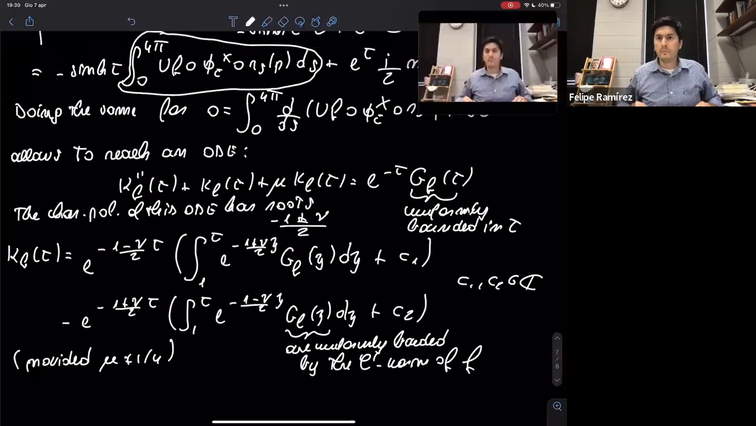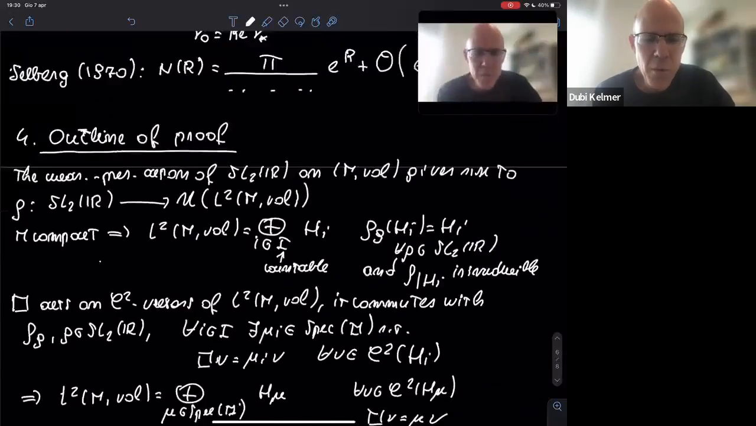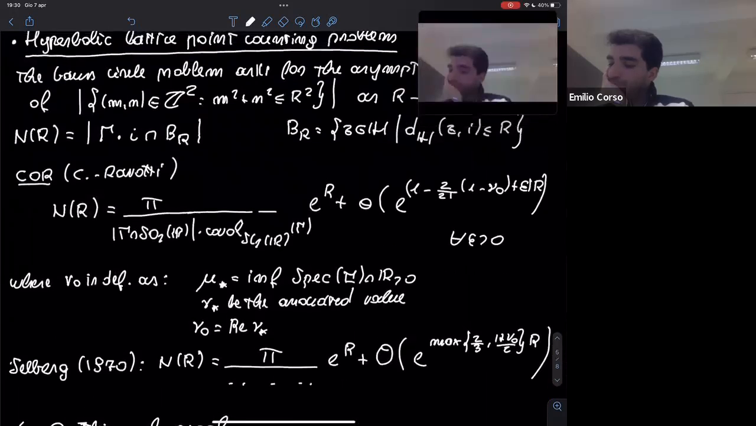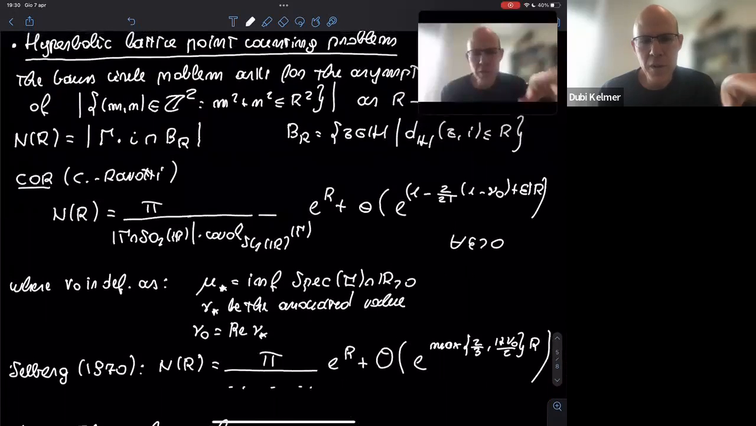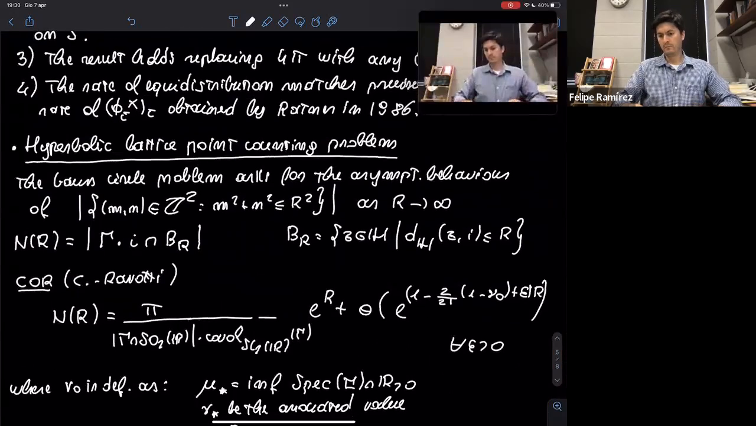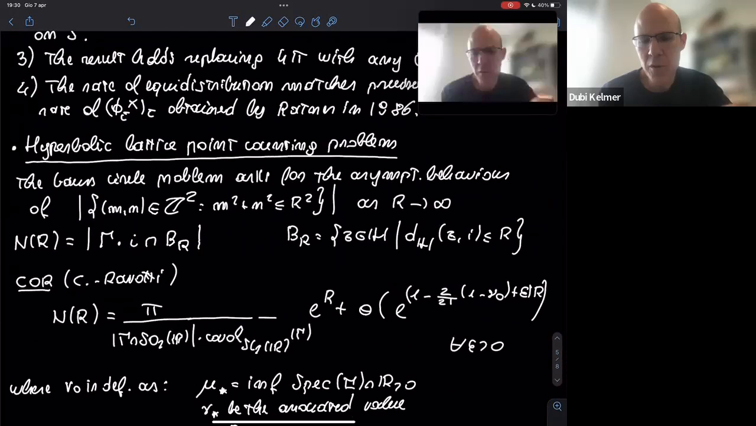Yeah, so can you go back? My question is about the application to the hyperbolic lattice counting problem. Your spectral expansion for the distribution has a lot of oscillatory terms. Do you just bound them by the Sobolev norm and then use some bounds, or do you actually use this oscillation?